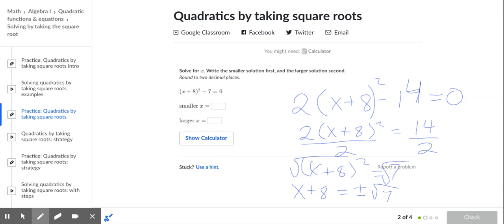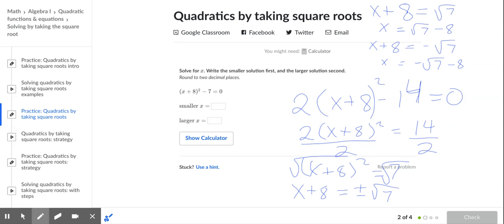So I would write out my 2 cases. So I have x plus 8 equals square root of 7, and x plus 8 equals negative square root of 7. So I would subtract 8 from both sides on both of these. So I have x equals square root of 7 minus 8, and x equals negative square root of 7 minus 8. And then I would put those in a calculator.